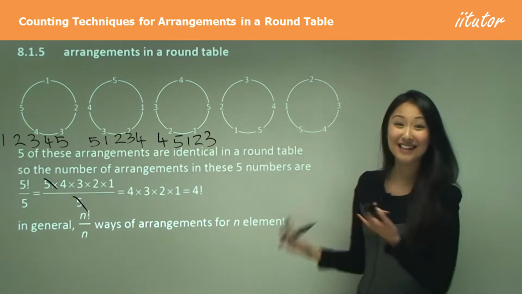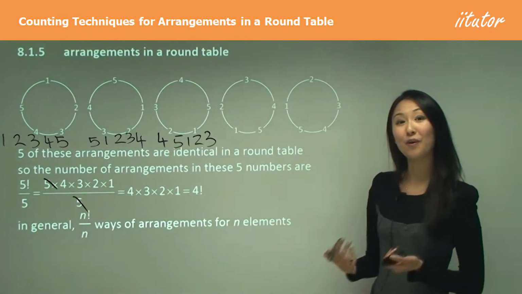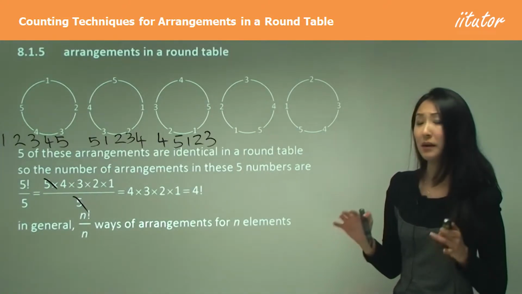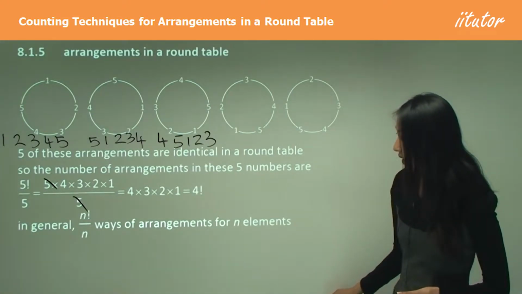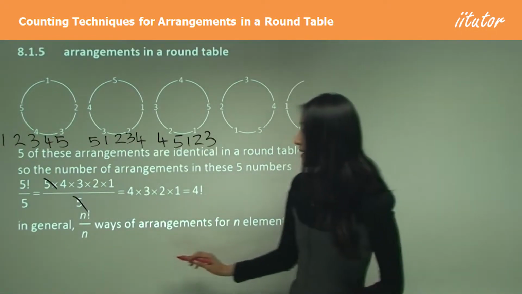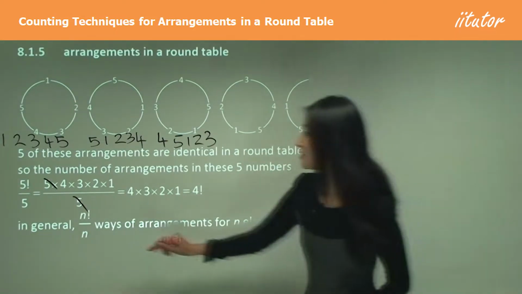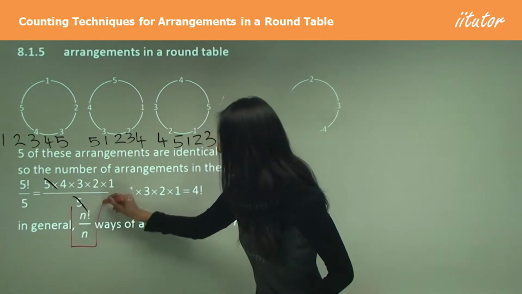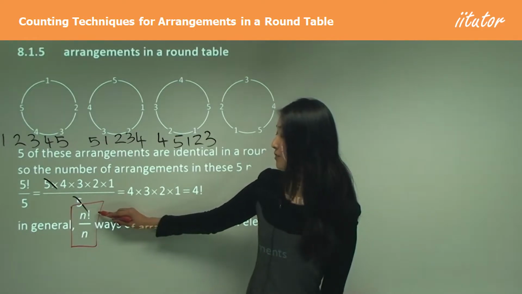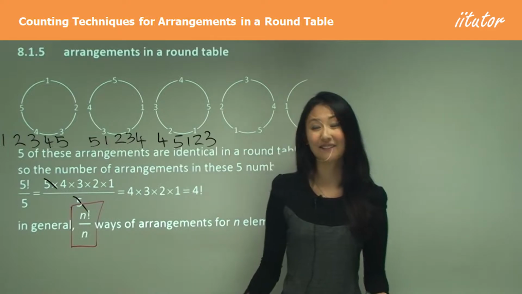Now from this, because I said it doesn't matter if you have 5 people at a table or 10 people at a table, it always works. So therefore we can come up with a general rule, and the general rule that we've come up with is that n factorial divided by n is the number of arrangements for n elements around a circle. So that's just your algebraic way of saying that when you have people or things arranged in a circle, you have that number of objects factorial divided by the same number, because that's the number of repeats.